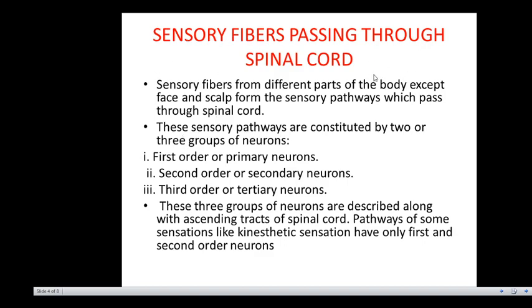Sensory fibers passing through the spinal cord. Sensory fibers from different parts of the body except the face and the scalp form the sensory pathways which pass through the spinal cord. These sensory pathways are constituted by 2 or 3 groups of neurons, that is the first order or primary neuron, the second order neuron and the third order neuron. These 3 groups of neurons are described along with the ascending tracts of the spinal cord. Pathways of some sensations like kinesthetic sensation have only first and second order neurons, whereas in the trigeminal pathway we have first order, second order and third order neurons. That we have to remember.